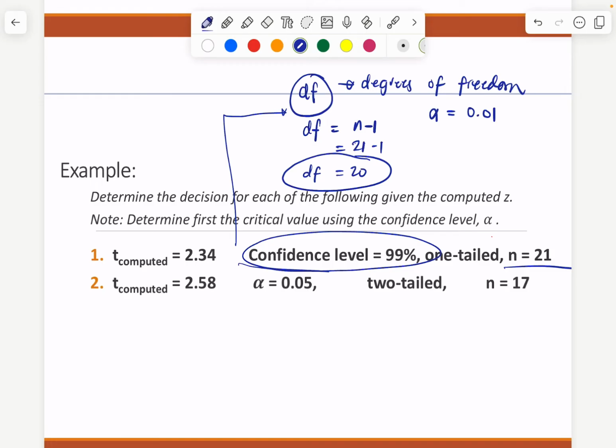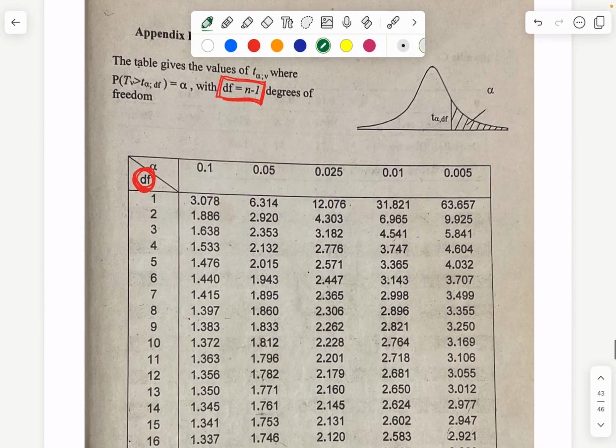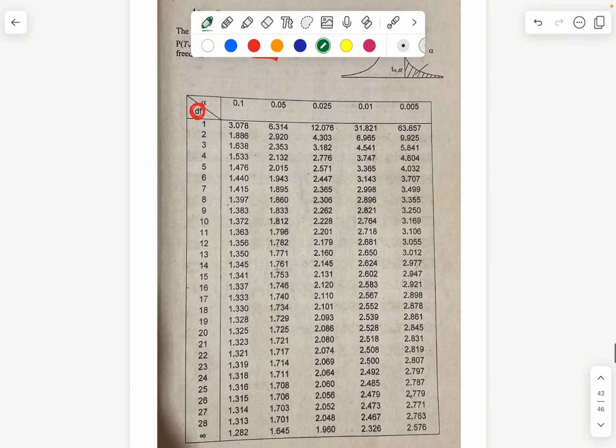Okay, so we have alpha. You also know that your study is one-tailed. If it is one-tailed, you don't need to do anything with alpha. Why? Because it is one-tailed. Now that we have DF and alpha, we will find it in our table, what our T-critical is. So let's go to the table. What is our DF? Our DF is 20.